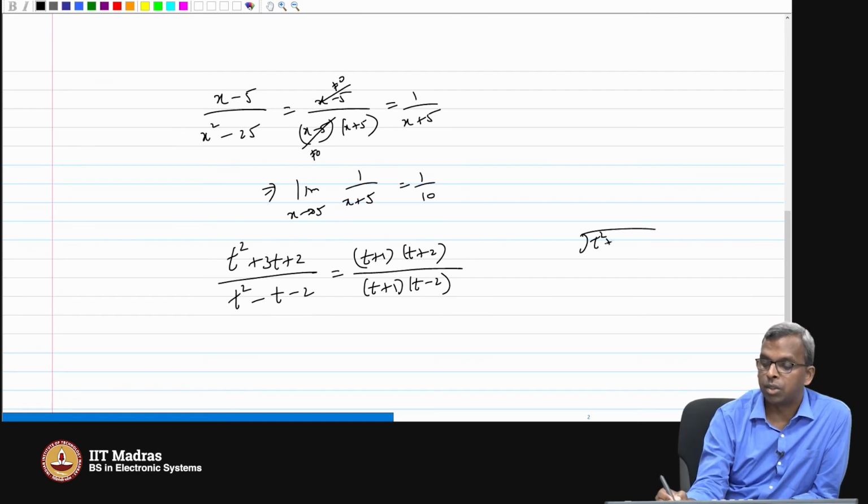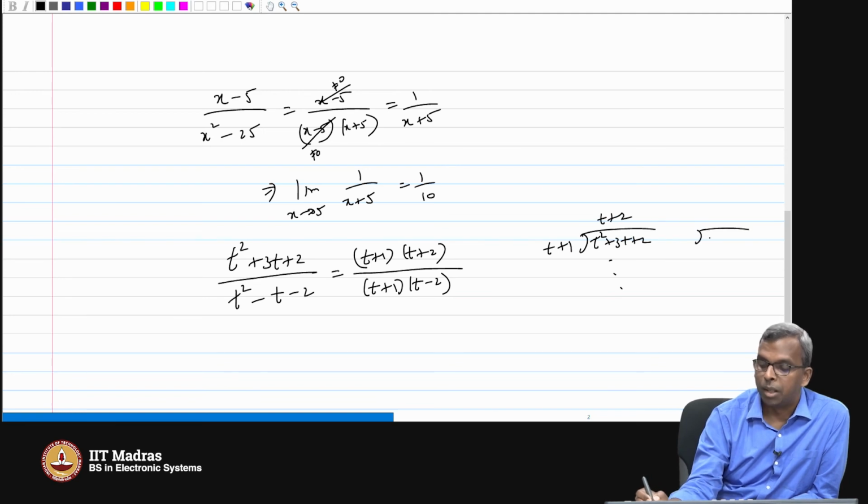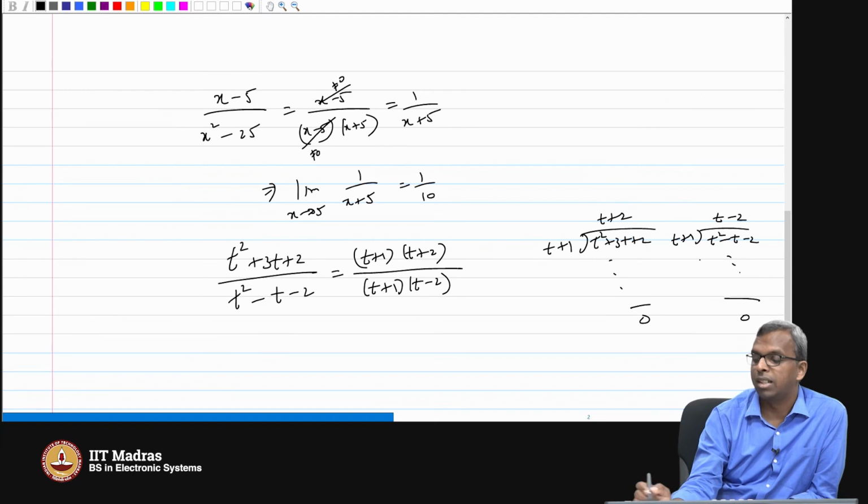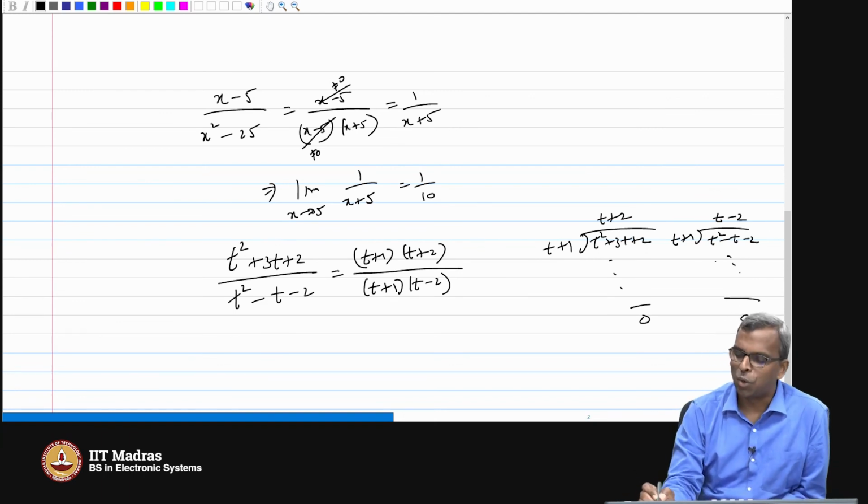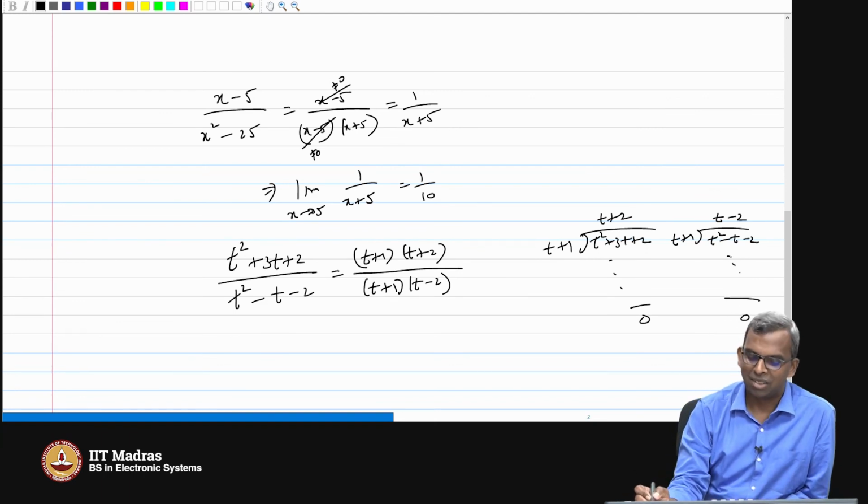You do the long division t squared plus 3t plus 2 by t plus 1, and then you will get something. What am I going to get? I am going to get t plus 2 here, and I am not doing it in great detail. I will let you figure it out. This will be t minus 2 and you will get finally 0 here. Okay. So, it is easy to do this, check it out and get some practice with this kind of a thing.